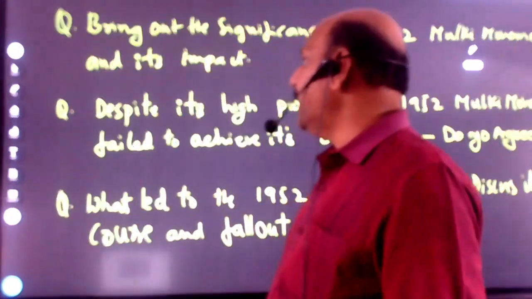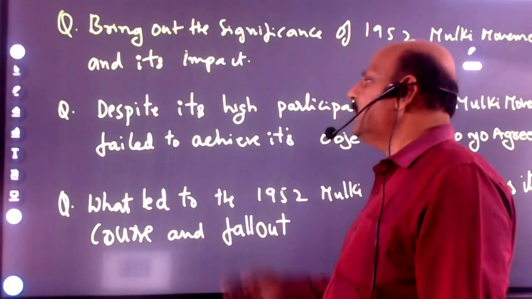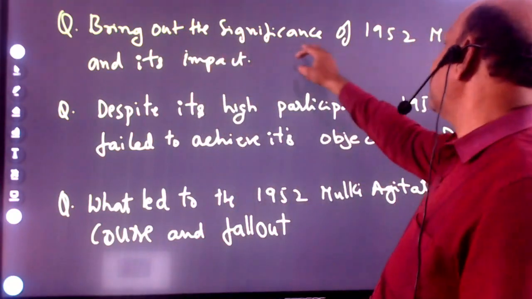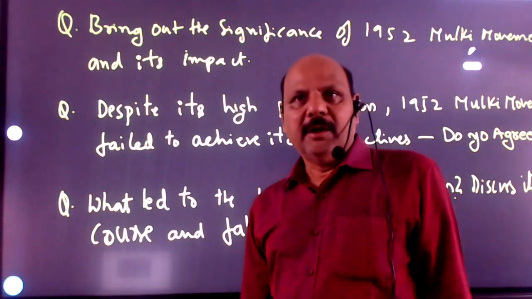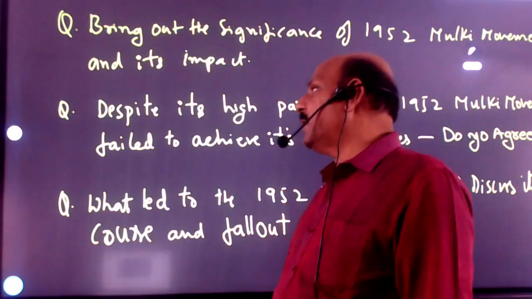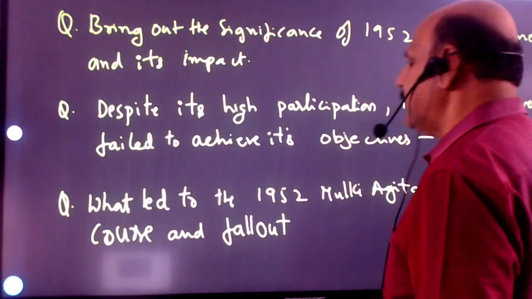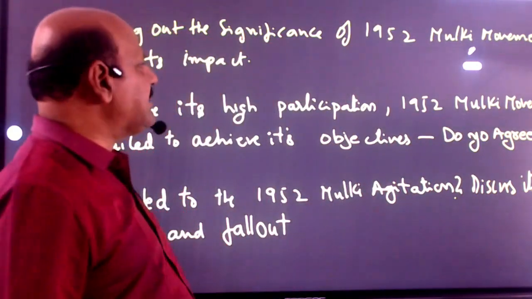We need to understand how the question can be asked in the mains. There are various ways of asking this question. The first one: bring out the significance of the 1952 Mulki movement and its impact. Okay? Then impact on the Telangana movement, like that. Then: despite its high participation, the 1952 Mulki movement failed to achieve its objectives.